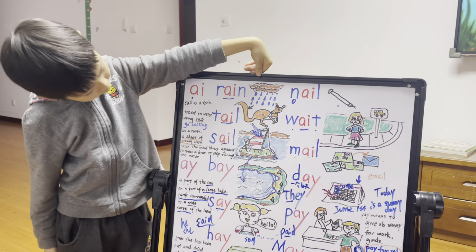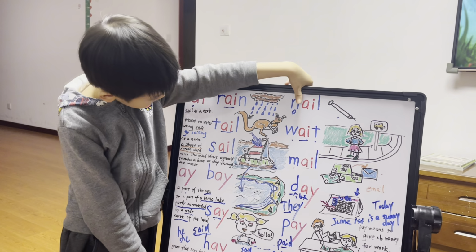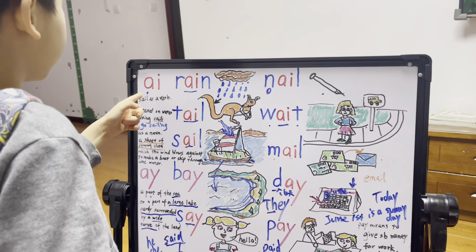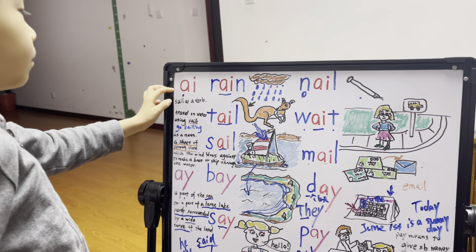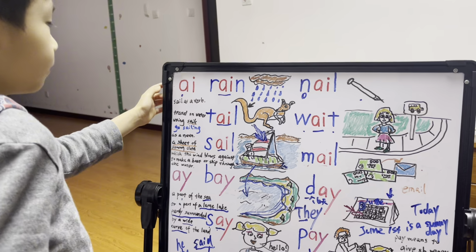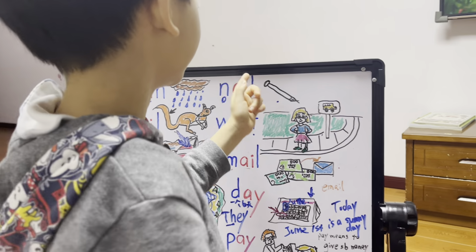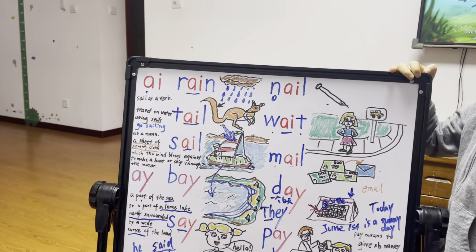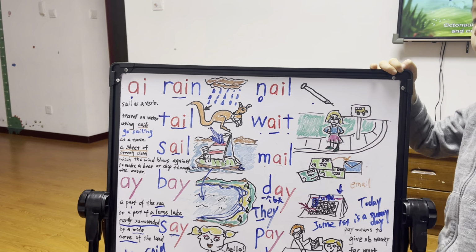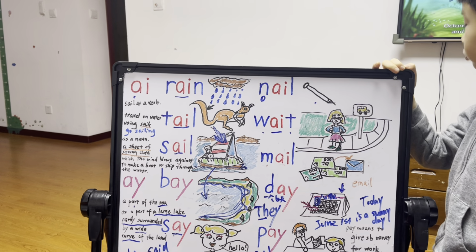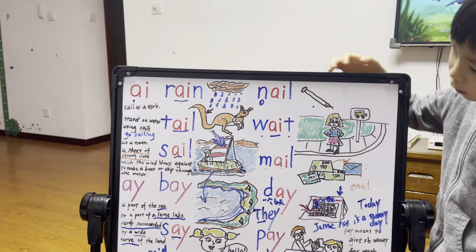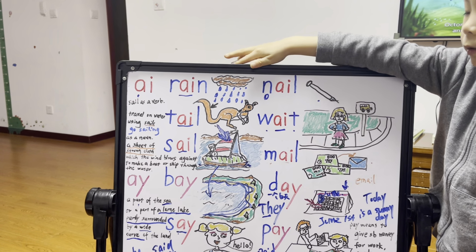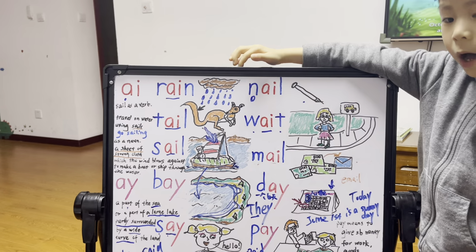How do you say AI? Focus. How do you say AI? AI says A. Yes. Rain. Make a sentence. Say, I see rain on the ground.